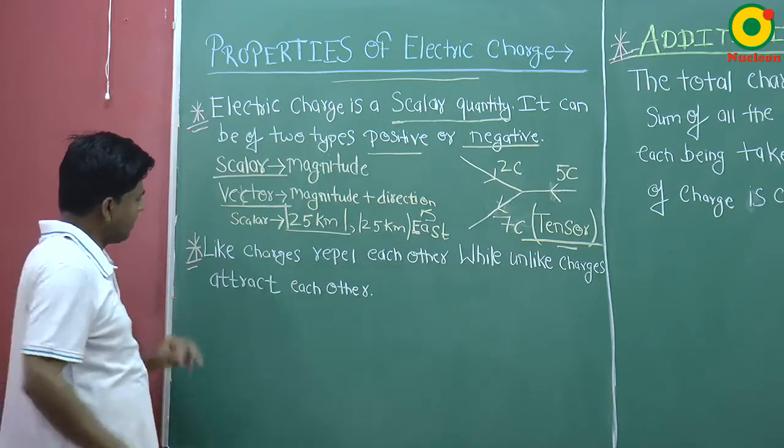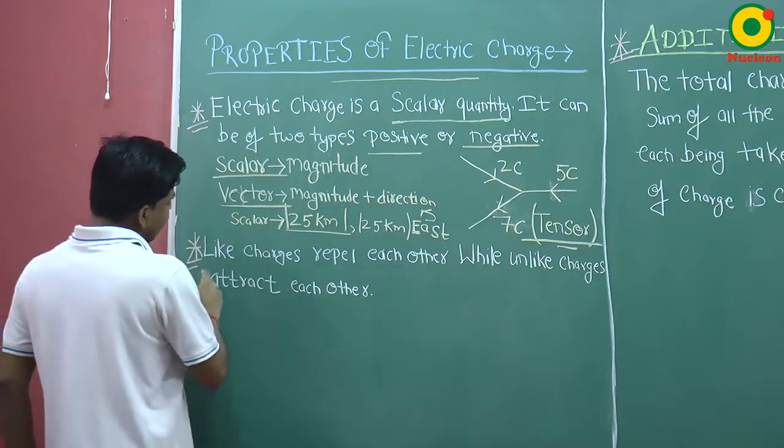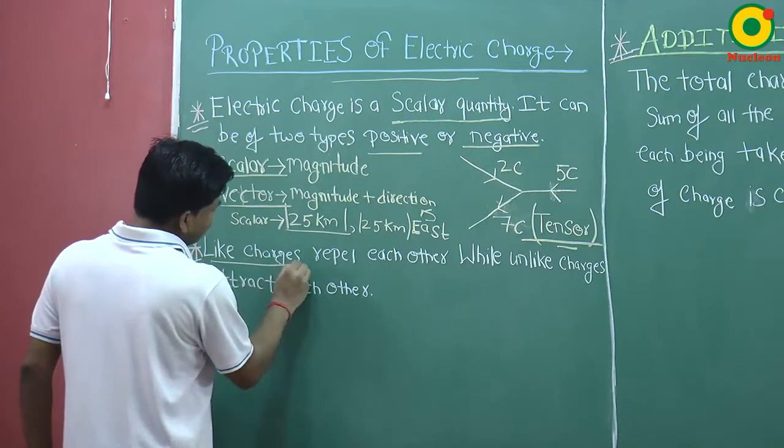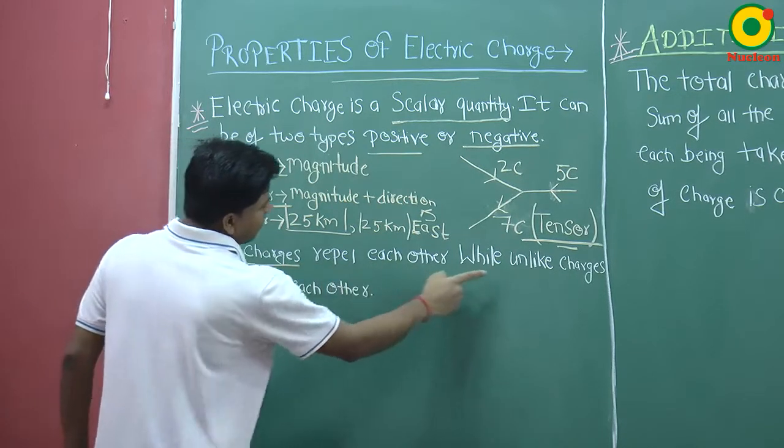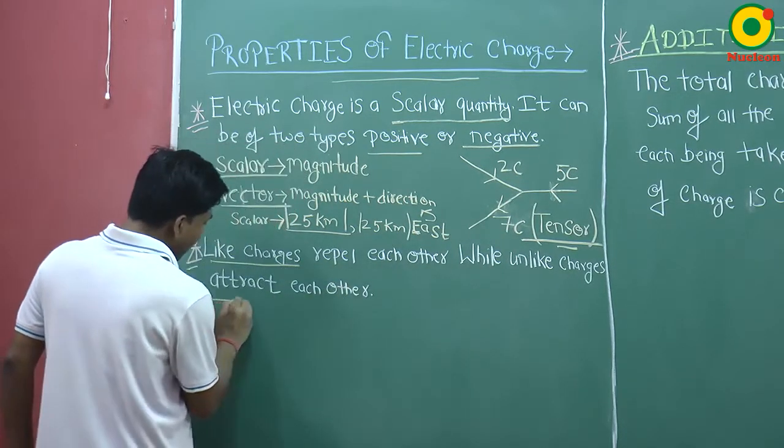The second point says that like charges repel each other, while unlike charges attract each other.